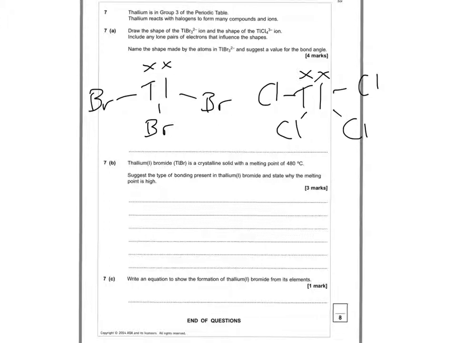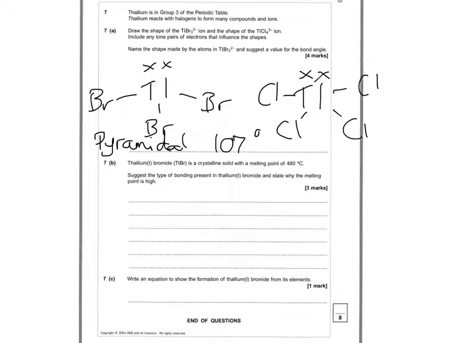Name the shape made by the atoms in TlBr3 2- and suggest a value for the bond angle. So 3 bond pairs, 1 lone pair. That's a standard shape. It is pyramidal, same as ammonia. The bond angle is 107 degrees, not 109. They would allow 107 or 107.5.